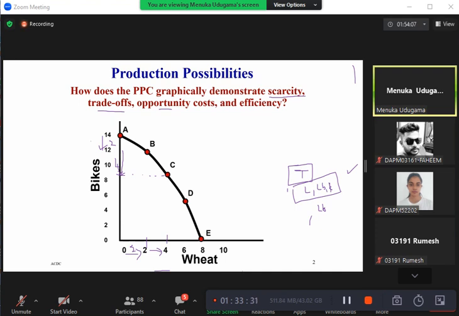And efficiency. These are efficient points of production. A, B, C, D, E, and the origin are efficient points for different combinations of bikes and wheat. Now, given that, if I ask you, can you produce somewhere here, let's say 4 units of bikes and 2 units of wheat, is this point an efficient point?